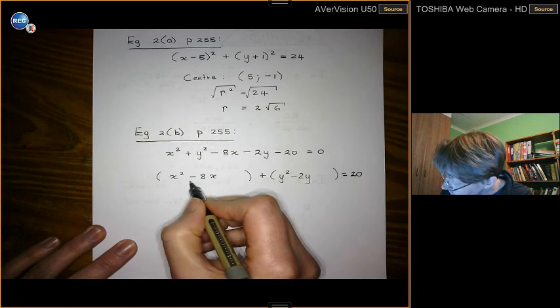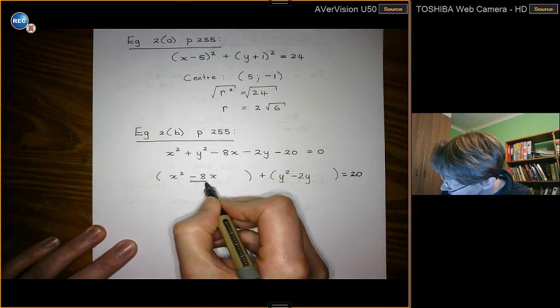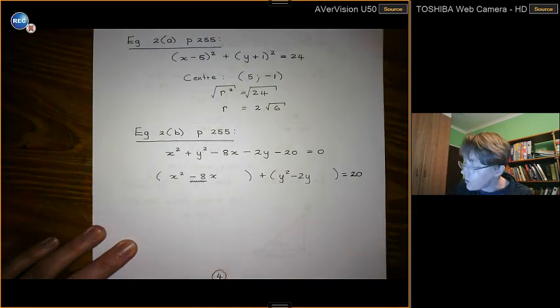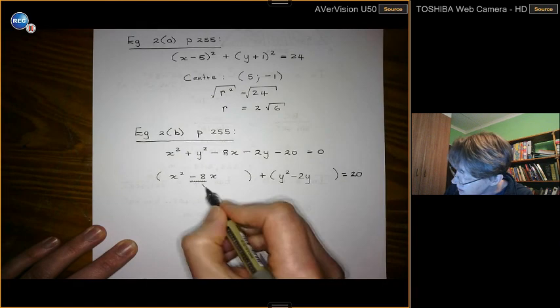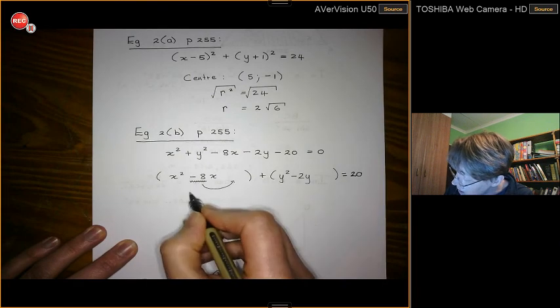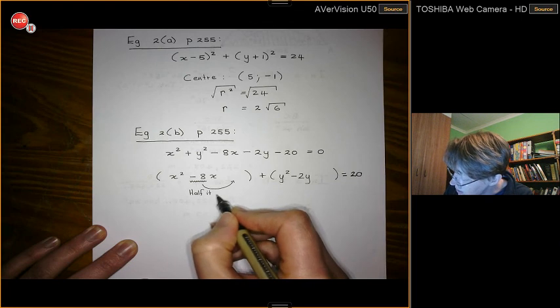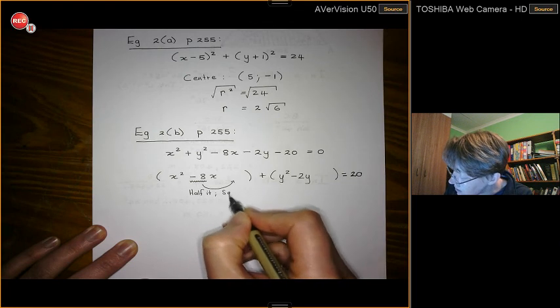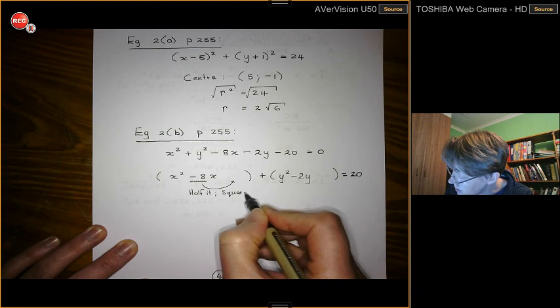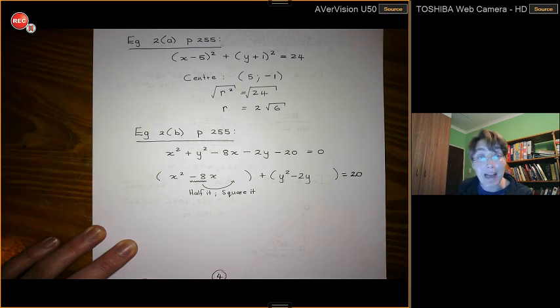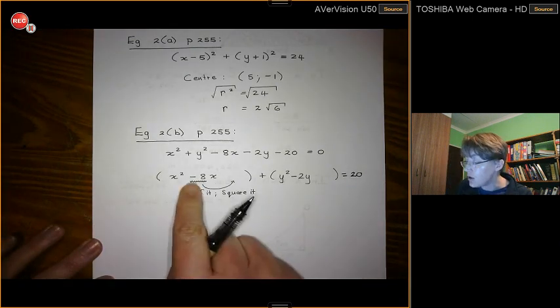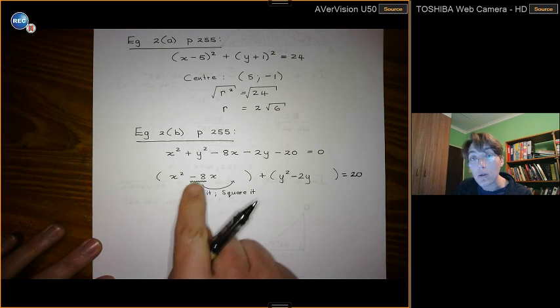You take this coefficient right there of x, and all you're going to do very simply, and this is the little line, half it, square it. No, this is not very mathematical, but this is what I always tell people. To complete the square, half this, square this.